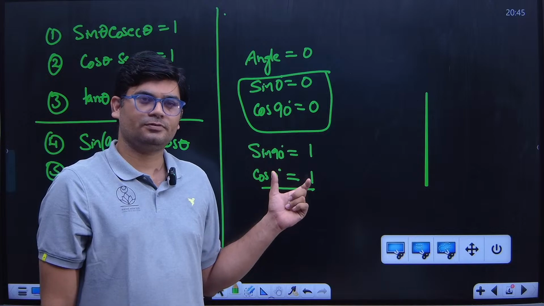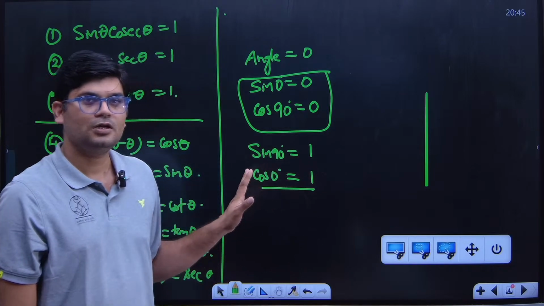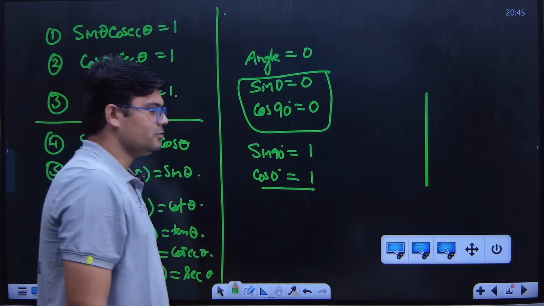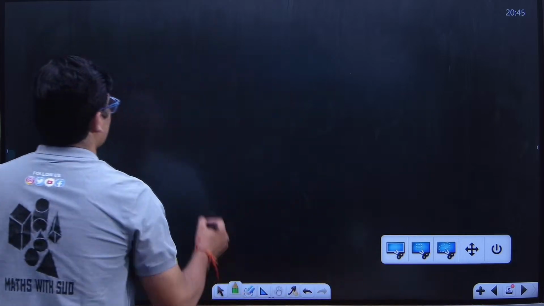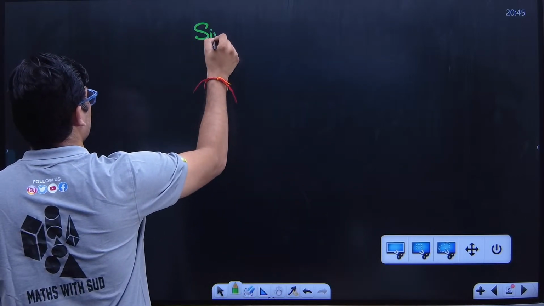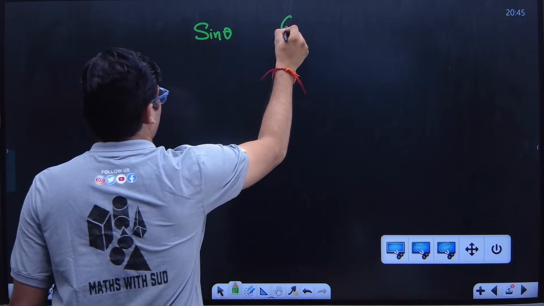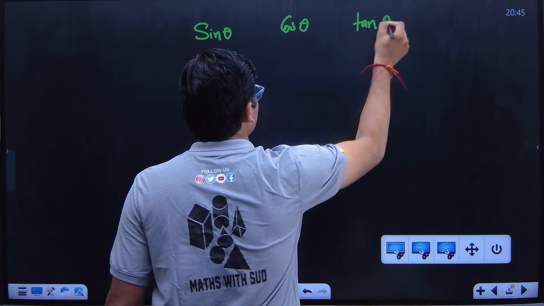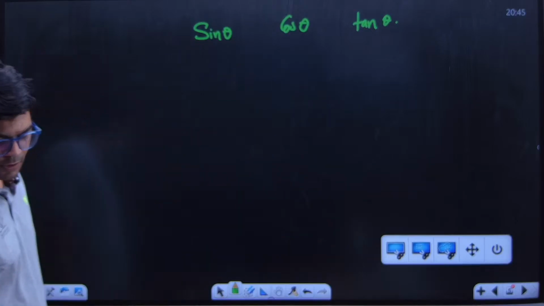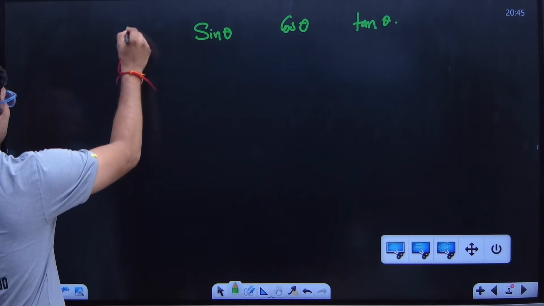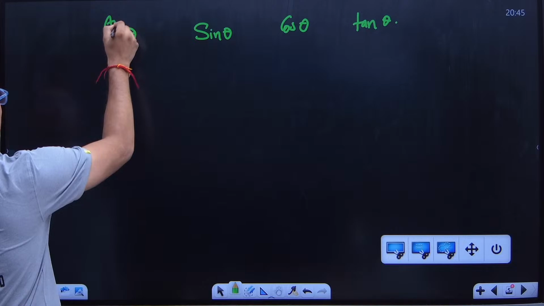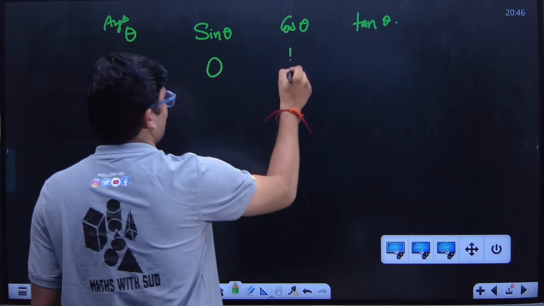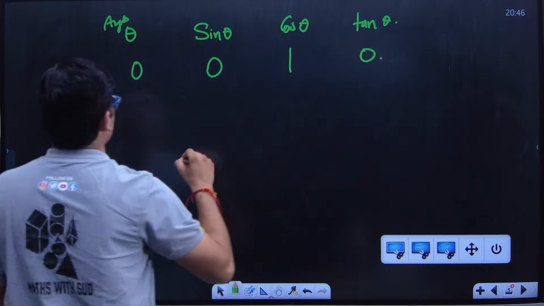These two values. So let's conclude all the values now. I will write sine theta, cos theta, tan theta. You have to remember this table by heart. First we will write theta, an angle, here. For 0, sine 0 is 0, cos 0 is 1, tan 0 is 0.